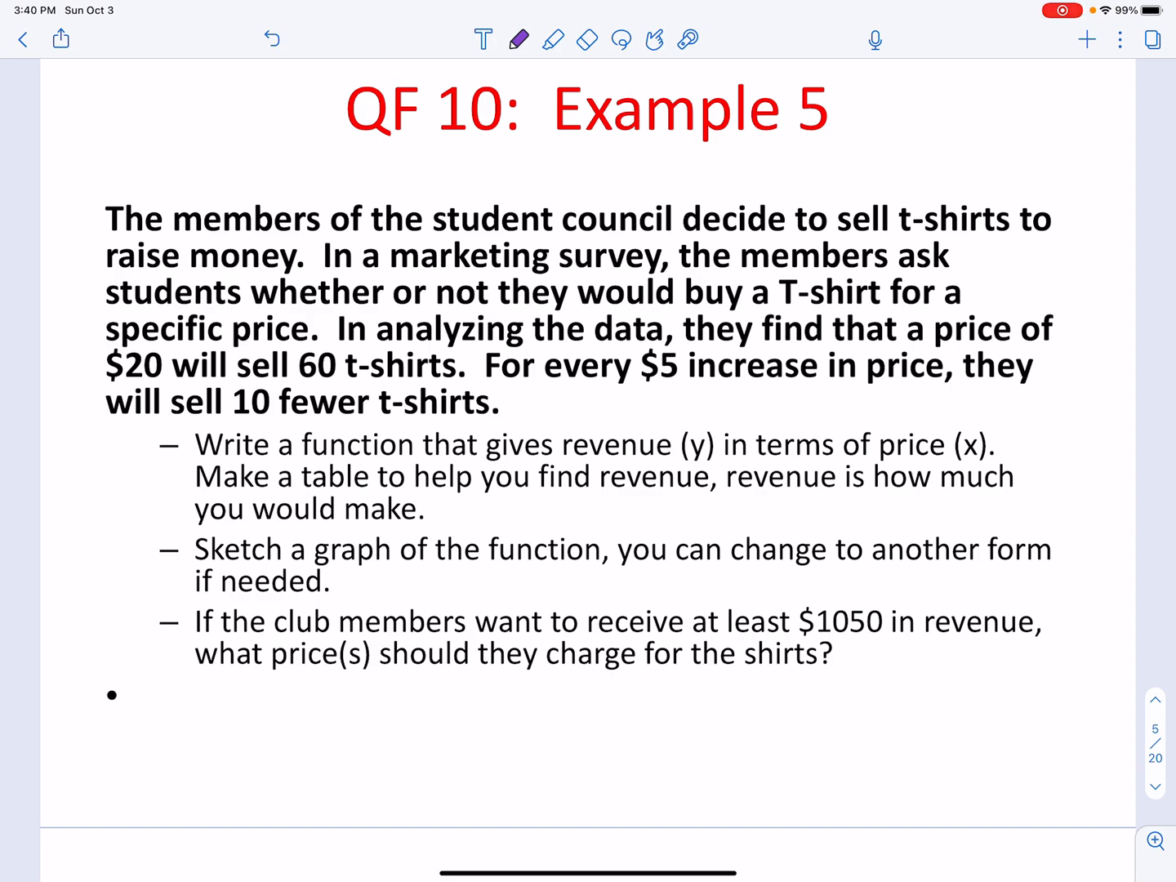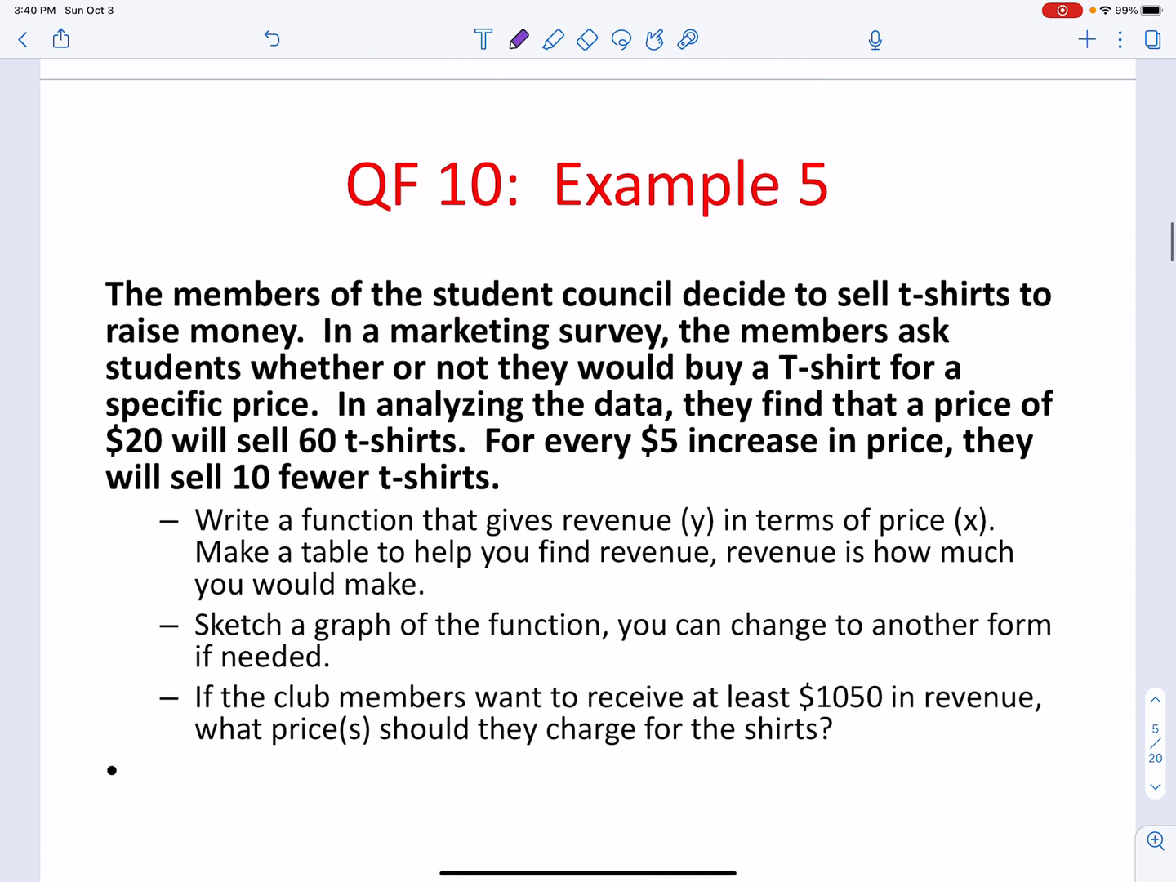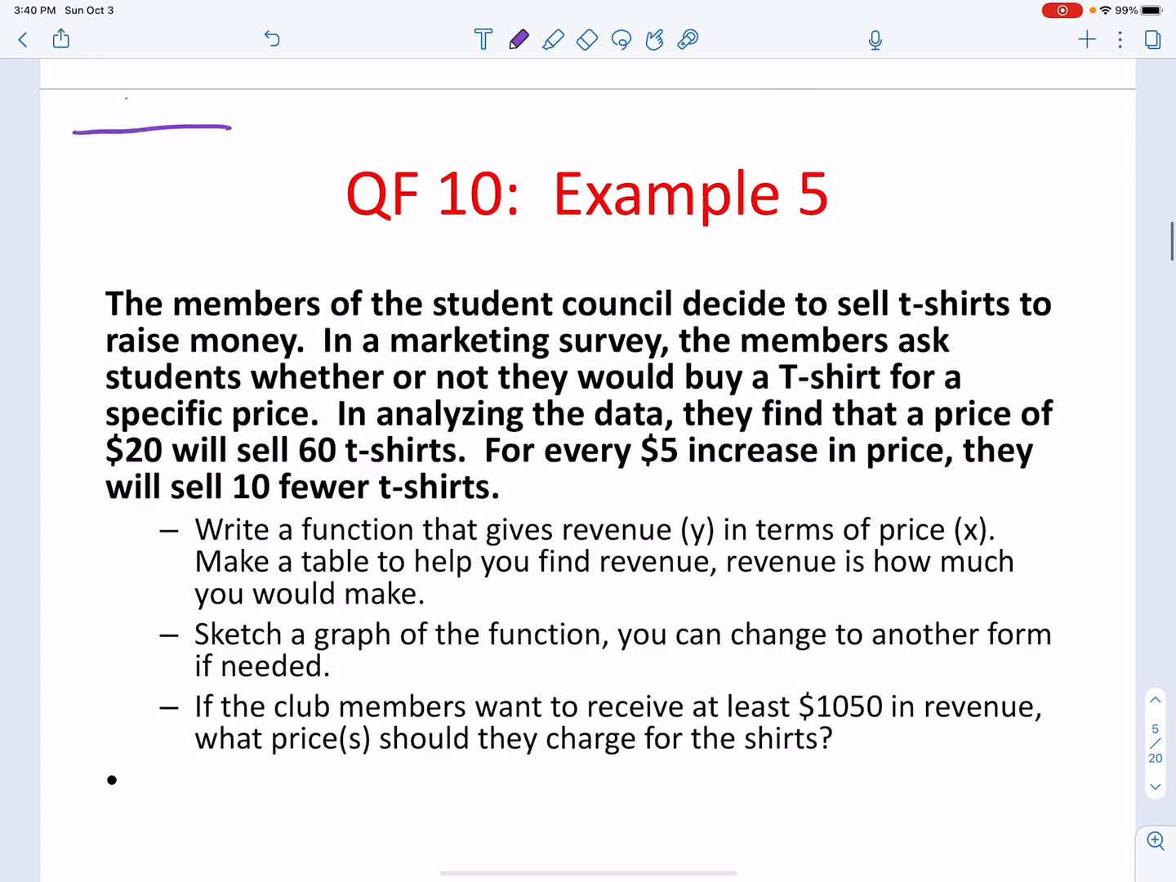Oh, actually there were 2 more that we're going to need to take a look at. So it says the members of the student council. So pause this, read it, see if you can set something up. Okay, if you kind of make a table on this one, it might be helpful.